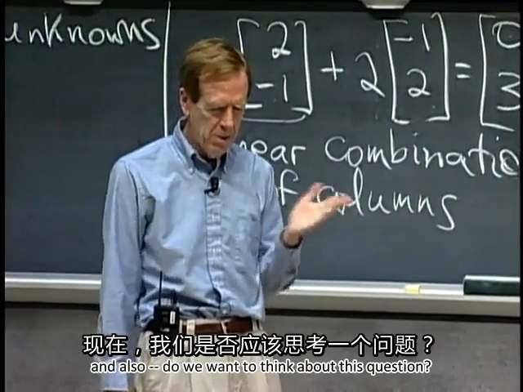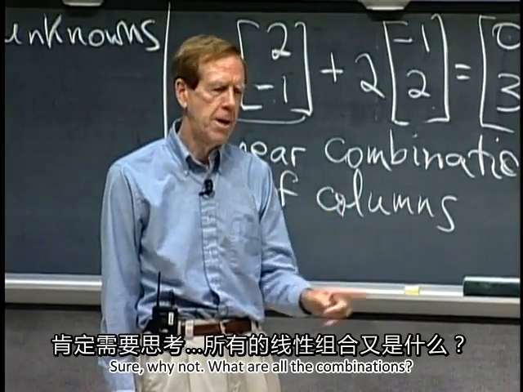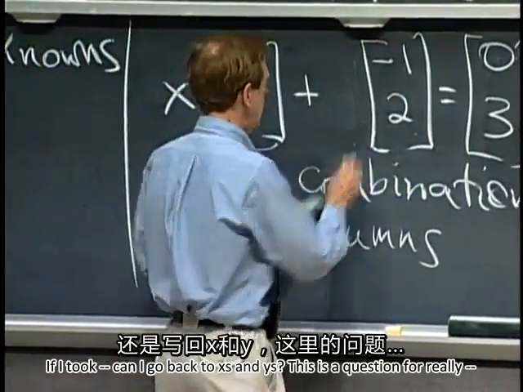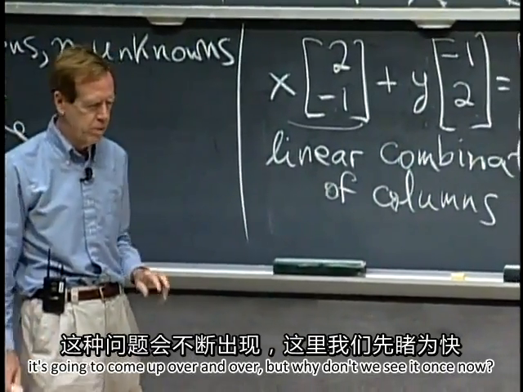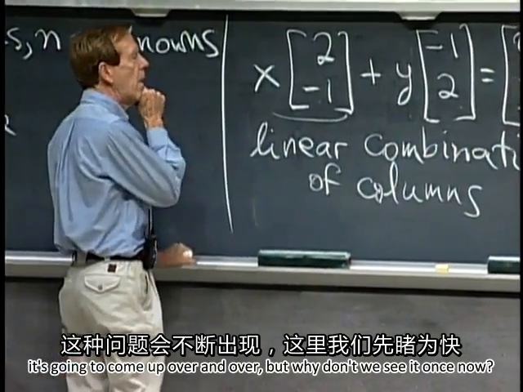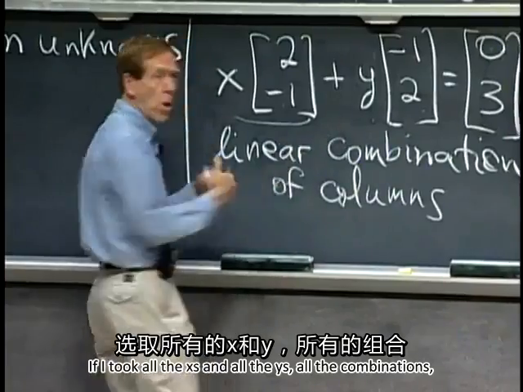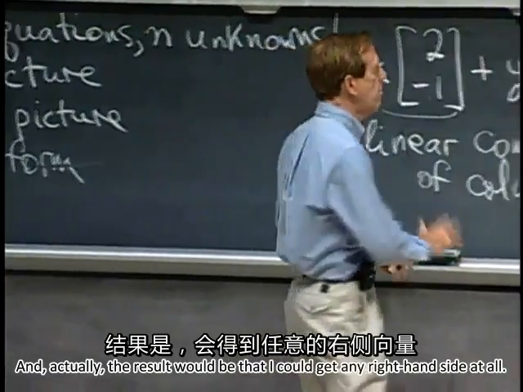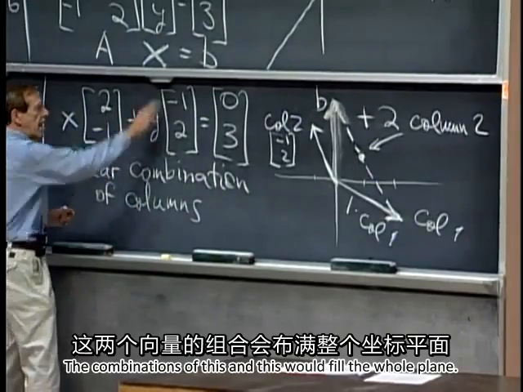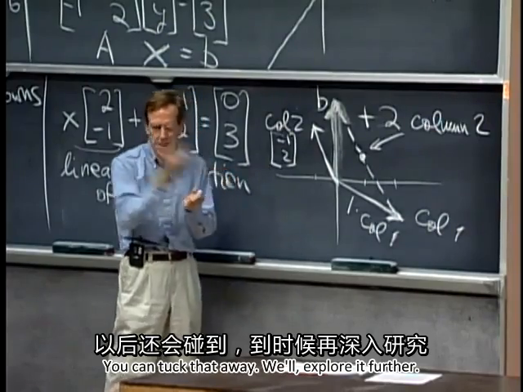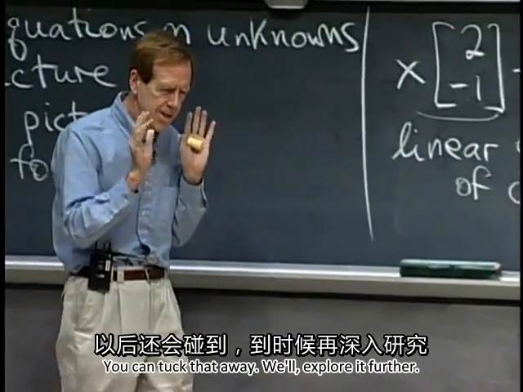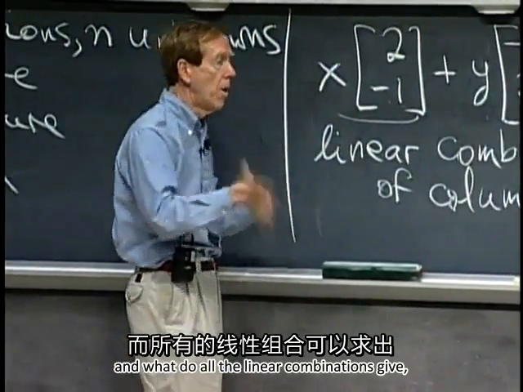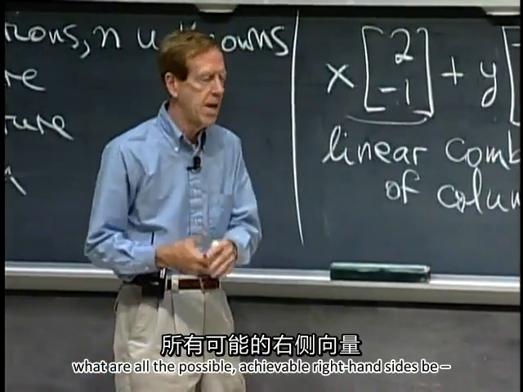And also, do we want to think about this question? Sure, why not? What are all the combinations? If I took, can I go back to x's and y's? This is a question that's going to come up over and over, but why don't we see it once now? If I took all the x's and all the y's, all the combinations, what would be all the results? And actually, the result would be that I could get any right-hand side at all. The combinations of this and this would fill the whole plane. You can tuck that away. We'll explore it further. But this idea of what linear combination gives B, and what do all the linear combinations give? What are all the possible achievable right-hand sides B? That's going to be basic.